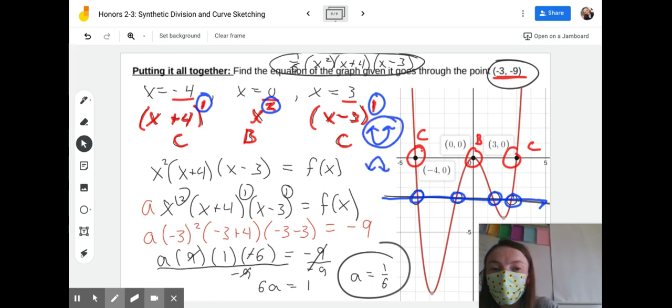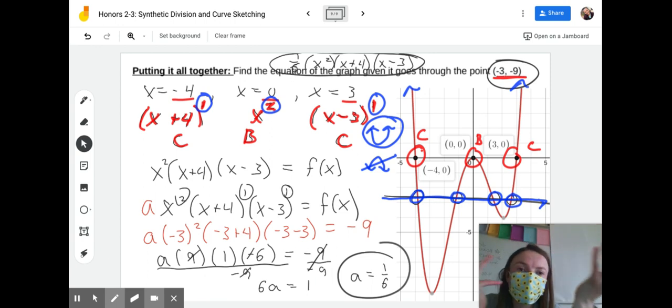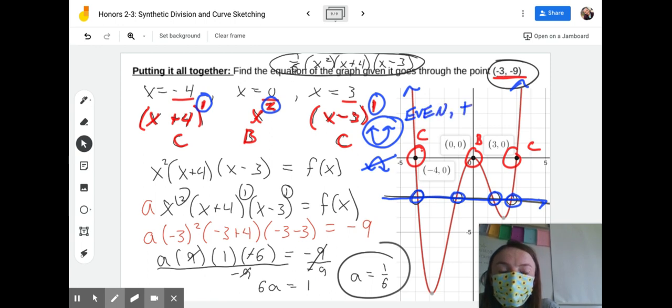Specifically, I know that it's all up because I want the coefficient to be positive, because this is facing up. So this only works if I have an even highest degree and a positive coefficient associated with it. So I'm going to put a positive 1 in front of everything and multiply it all together. So 1 times x squared times x plus 4 times x minus 3 is equal to f of x.